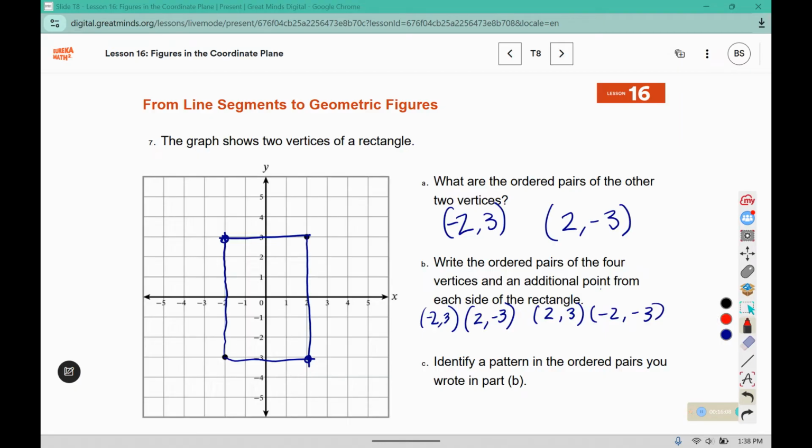And then we need another point on each side. So I have 2 right and 1 up. I have 0 right or left and 3 up. This is 2 to the left and 1 down. This one is 1 to the right and 3 down.